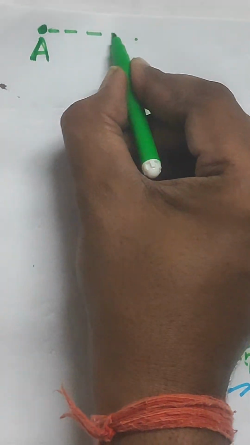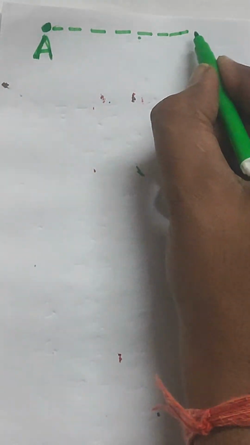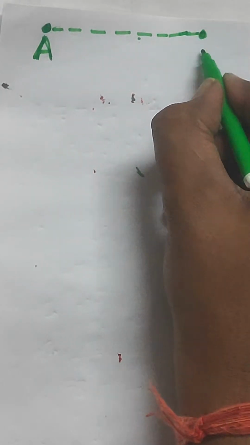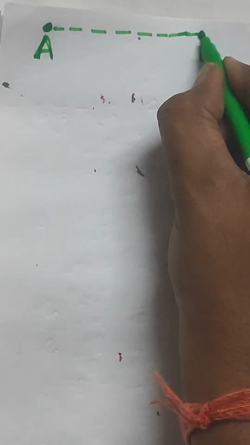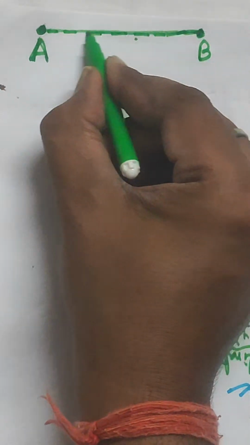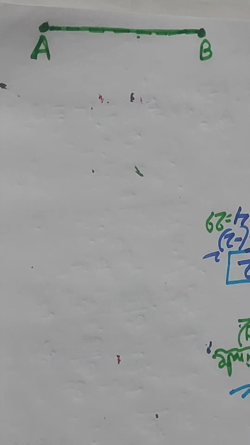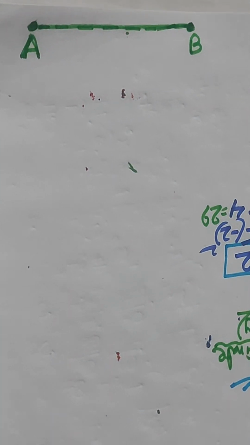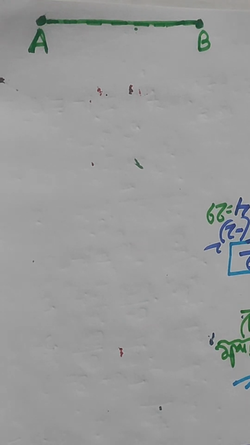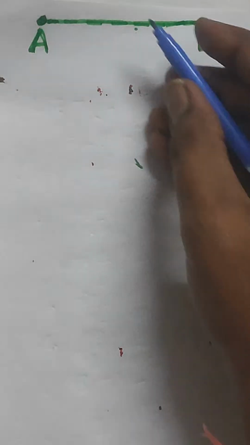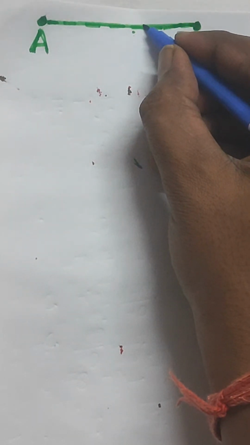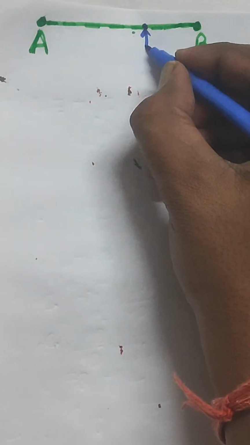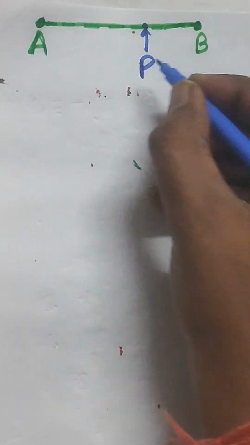A point A, B is there, right? Let's say this is B, right? And this is the line. This is the line segment, right? Now, the main thing is that if a point P divides the line segment A and B, let us say P is lying somewhere over here, P, right?